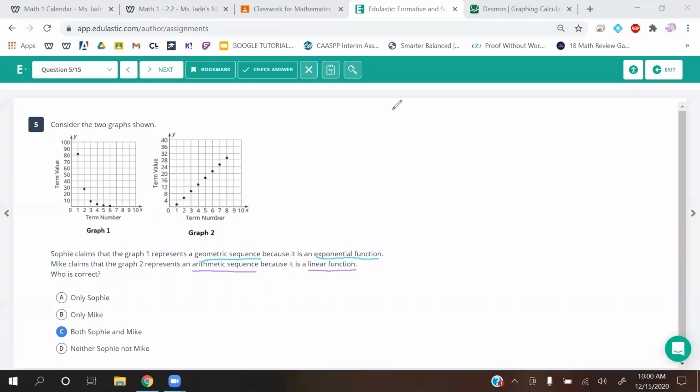Geometric is with exponential. Arithmetic is with linear, okay? And also just in case, if somebody says geometric and linear are paired, this is wrong. Geometric does not go to linear. Geometric goes to exponential. Arithmetic goes to linear. Okay, so that's just a reminder. So we did learn this like a long time ago. So hopefully now you can remember geometric, exponential. Arithmetic, linear. Any questions?